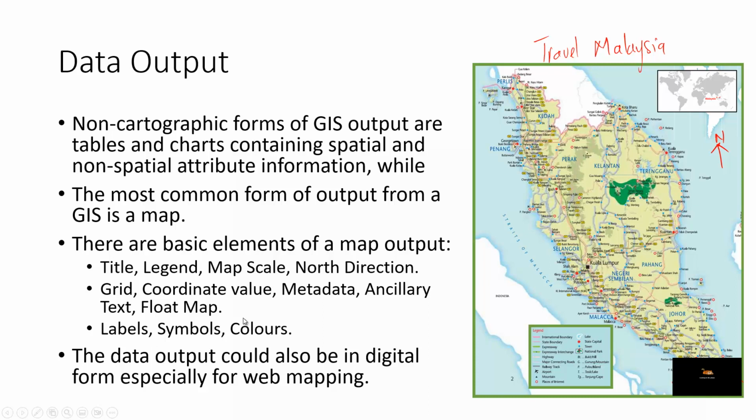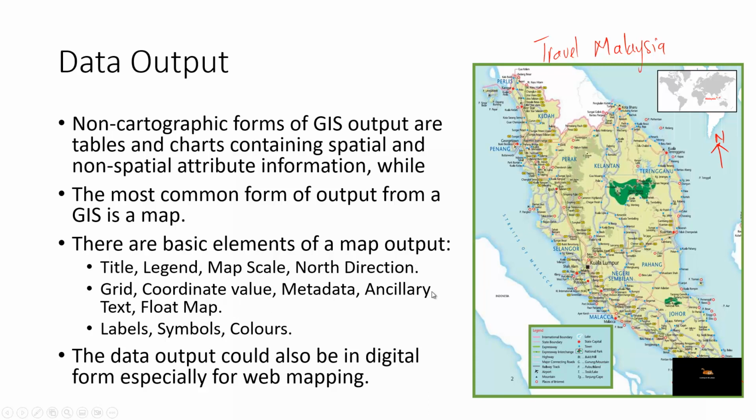So yeah, these are the basic elements. Okay, the most basic is the first one: title, legend, map scale, and north directions. Legend, by the way, this is the legend. Legend tells you the meaning or the definition of all the symbols, all the colors right here. Right. Next is the grid, coordinate value, metadata, ancillary text, and float map.